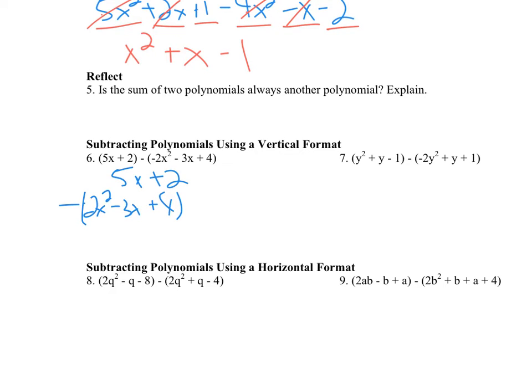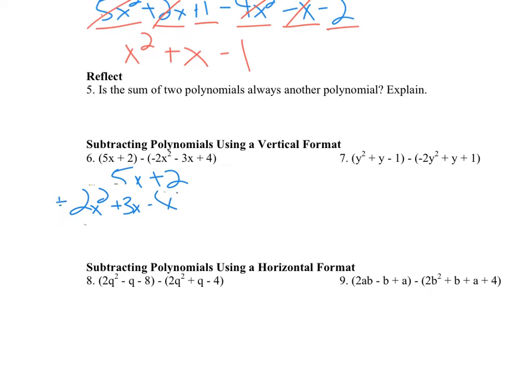Now with subtraction, we have an issue because we have this negative out in front. So I need to distribute that. So that makes that a positive 2x squared. Distribute there, that makes it a positive 3x. And distribute it there, and that makes it a negative 4. So kind of rewriting all that so it looks a little cleaner, we end up with a positive 2x squared, a positive 3x, and then a negative 4.